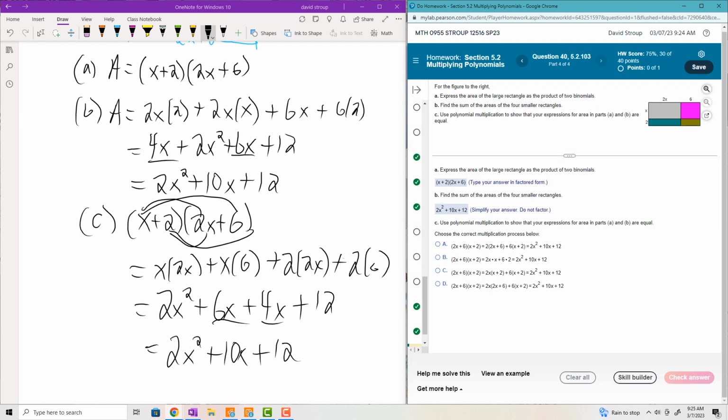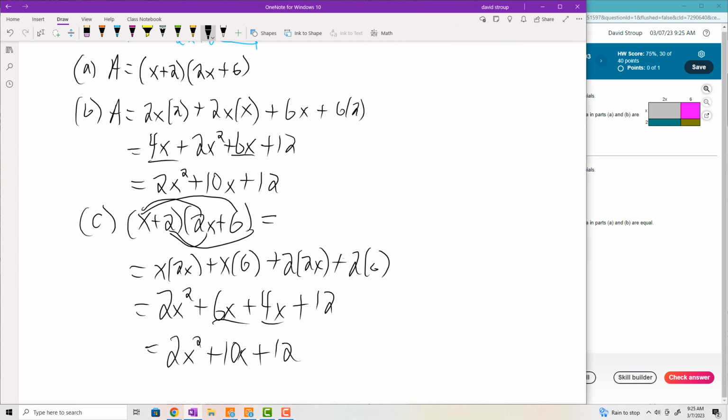Okay, so they put 2x plus 6 first, but that's okay. 3 times 2 is the same as 2 times 3 kind of idea. So you can put x plus 2 times 2x plus 6, or you could put 2x plus 6 times x plus 2. They're the same. Okay, and then they're kind of doing the distribution the way I first introduced it, but ultimately it's C.